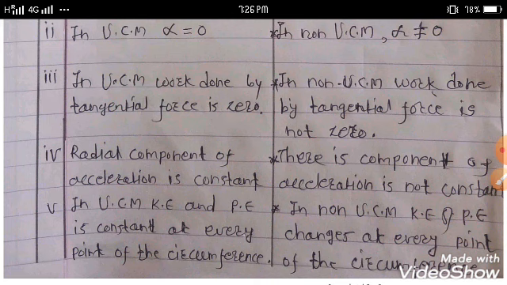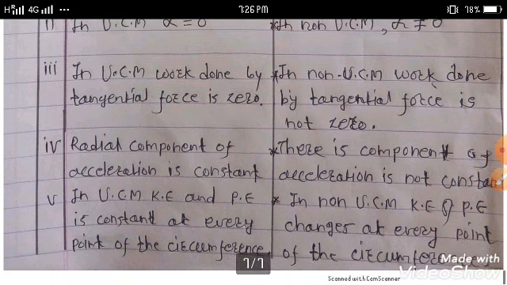And last point, that is fifth one. In a uniform circular motion, kinetic energy and potential energy are constant at every point of the circumference. In a non-uniform circular motion, kinetic energy and potential energy change at every point of the circumference. In this way, we can distinguish between uniform circular motion and non-uniform circular motion.